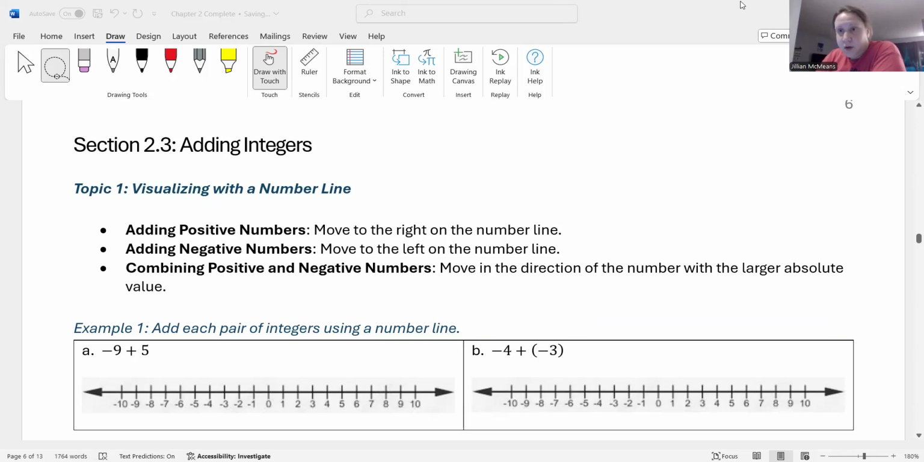So first video, we're going to look at adding integers on a number line. And then after this, the second two videos for this worksheet, we're going to look at just adding numbers and then looking at some applications of adding integers, okay? So a couple of things that you need to understand.